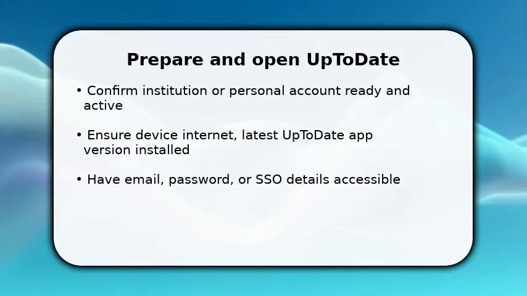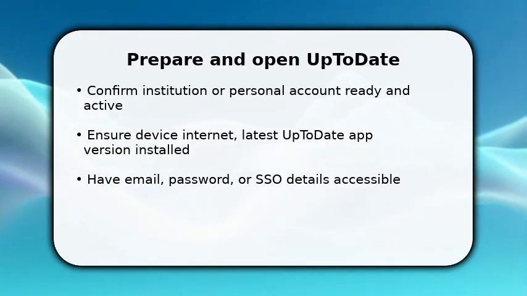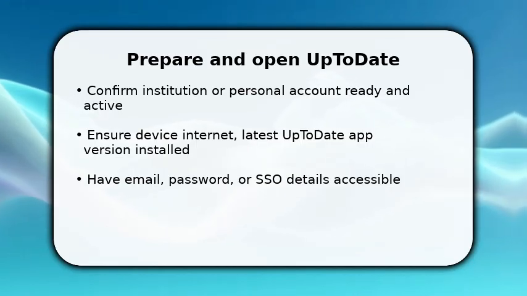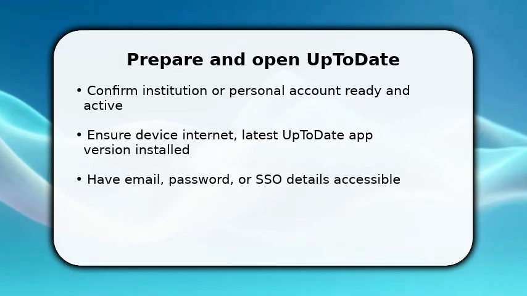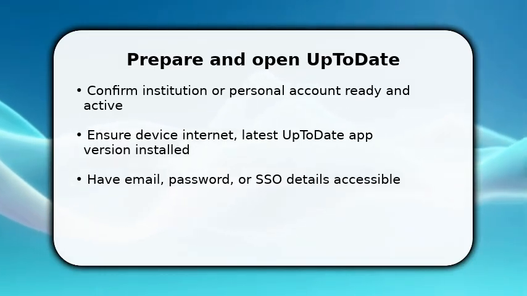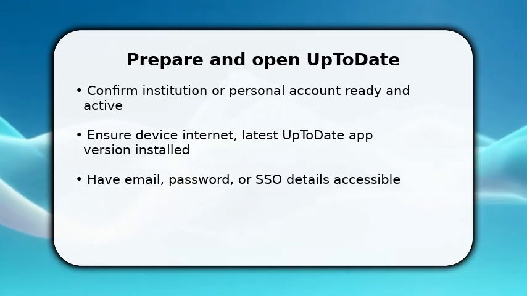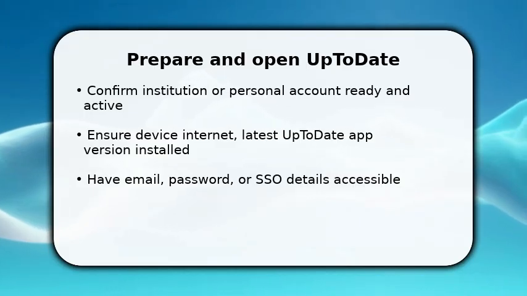You'll start by confirming prerequisites: an active UpToDate account or institutional access and a stable internet connection. Open the UpToDate app now. Once it launches, look for the Sign In or Log In button on the welcome screen. Make sure you know whether you use email/password, single sign-on, or your institution link because that determines the next screens.